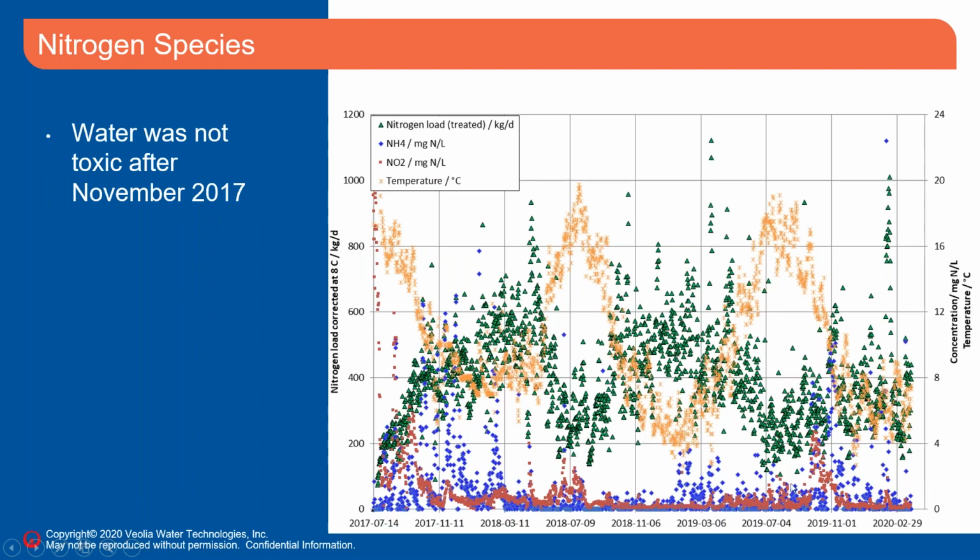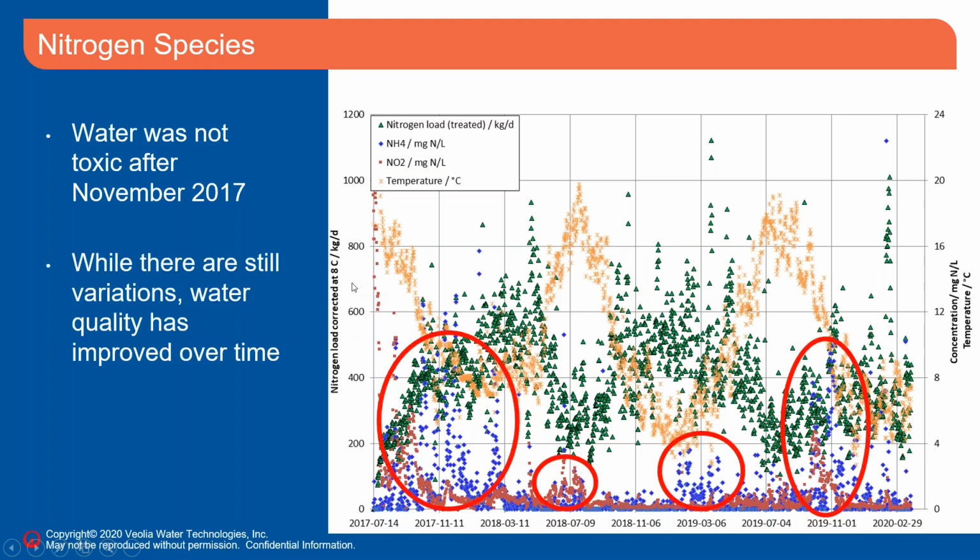Nitrogen species, you can see blue dots are ammonia at the effluent. Water is non-toxic since the startup, where they started to test it in November, and it's non-toxic since the beginning, which is very important, at least for the client. And while there are still variations of ammonia concentration over time, there are some peaks that can be seen. The water quality is always improved. The peaks are not as long. The water quality reestablishes itself quite fast.